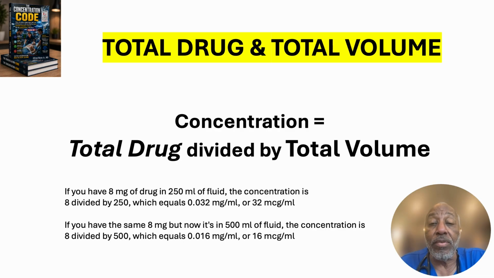If you have 8 milligrams of drug in 250 milliliters of fluid, the concentration is 8 divided by 250, which equals 0.032 milligrams per milliliter, or 32 micrograms per milliliter. If you have that same 8 milligrams, but now it's in 500 milliliters of fluid, the concentration is 8 milligrams divided by 500, which equals 0.016 milligrams per milliliter, or 16 micrograms per milliliter. Same drug amount, double the volume, half the concentration.